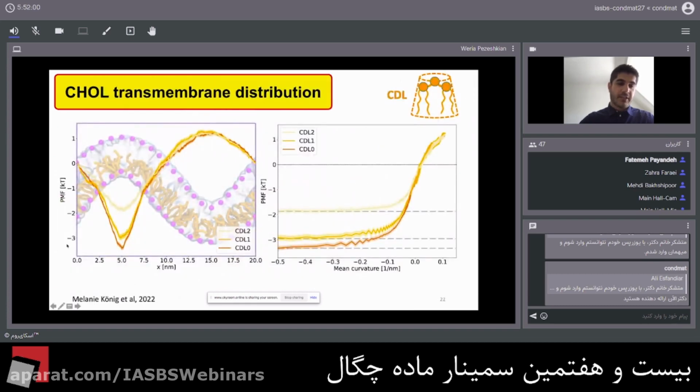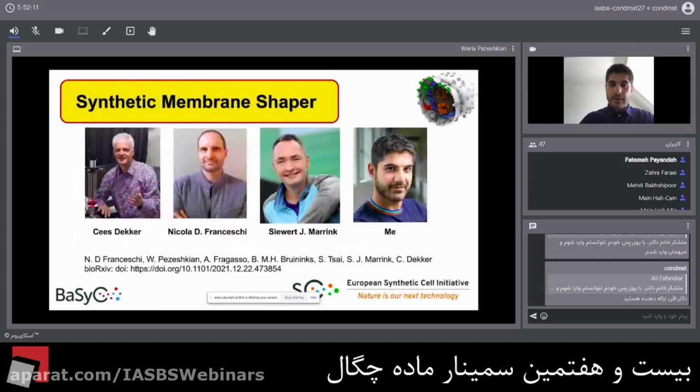Or we can also run free energy calculation and obtain the relation between the lipid configuration and membrane shape. Okay, so this will be the last part, and I want to talk about this synthetic membrane shape that is in collaboration with Delft University in the Netherlands. So these are the main people involved in this project, but there are more, so you can look at the archive version of the paper for other people.